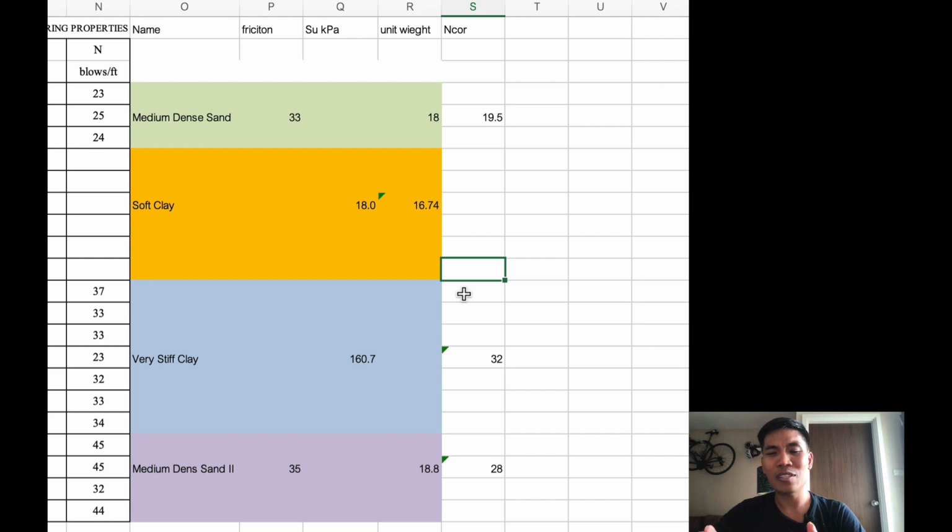So this one is the starting point of foundation engineering. We make the borehole, we collect the sample, and we can divide soil into layers. We can calculate the engineering properties, and for the next part we will use the engineering properties of the soil to design our foundation. Thank you.